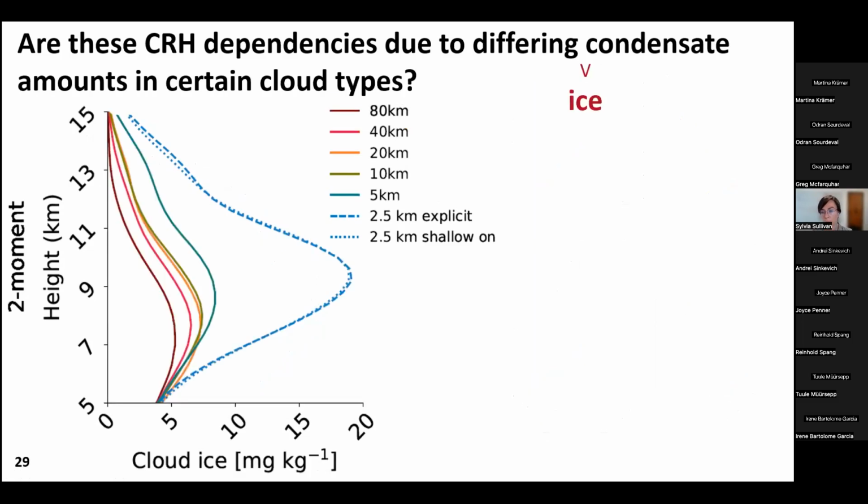So what changes much more in sync with the cloud radiative heating profile is the amount of condensate in the cloud, and in particular, the amount of frozen condensate, ice, within the cloud. So you can see in these cloud ice profiles that kind of smooth increase with resolution up to 5 kilometers, and then that dramatic change in the 2.5 kilometer simulations when we turn the convective parameterization off. So this very closely mirrors what we saw in the cloud radiative heating profile.